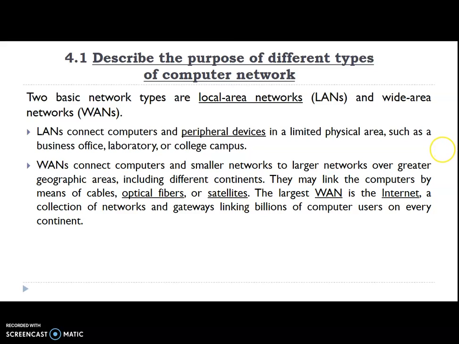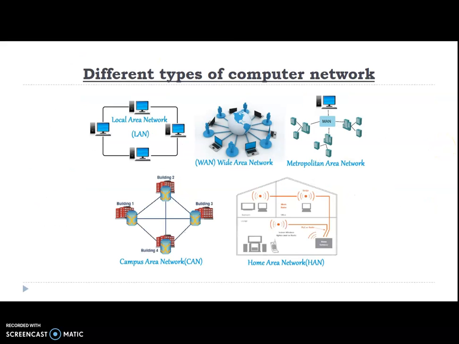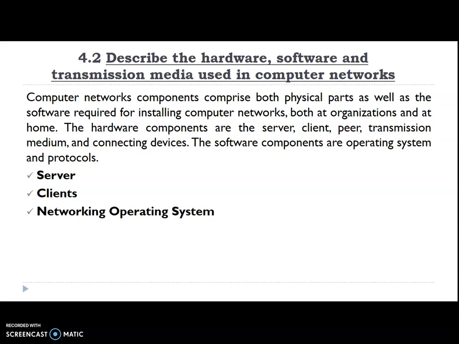Now let's move on to 4.1, which describes the purpose of different types of computer network. There are basically two types of network, which are LAN and WAN. Here are different types of computer networks: wide area network, local area network, metropolitan area network, campus area network, and home area network. Let's move on to 4.2.